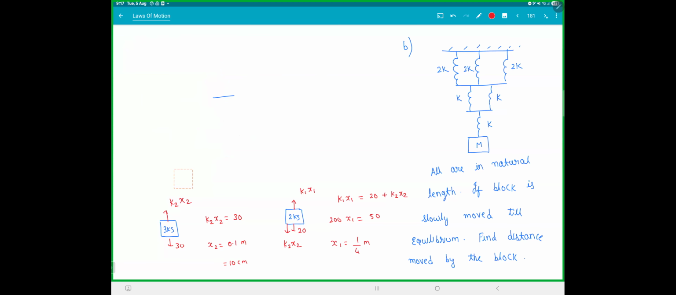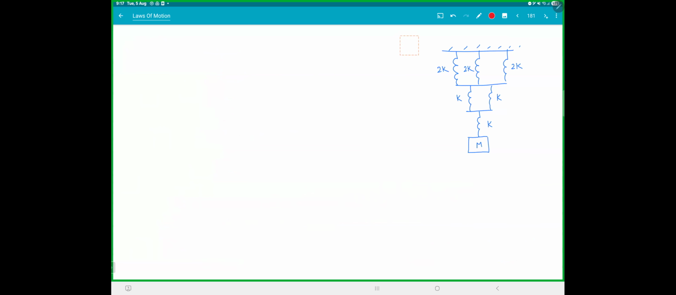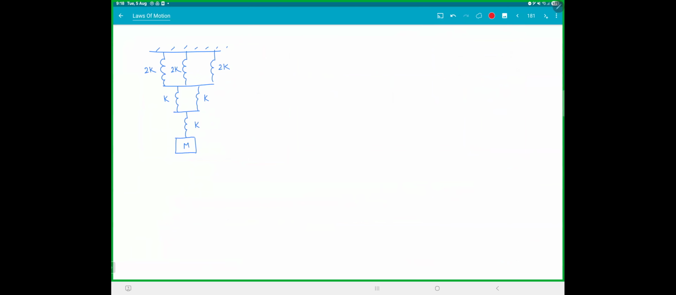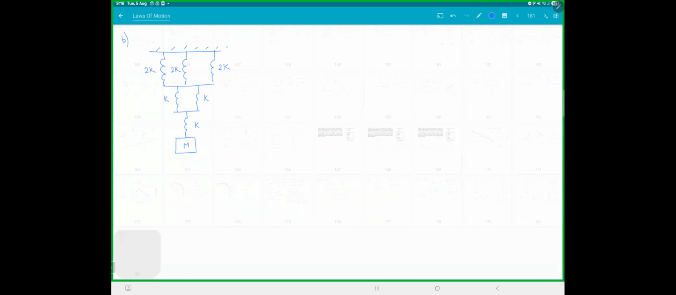I hope the first part was clear. What to do here? You can take the K equivalent. The first 3 springs are in parallel. If they're in parallel, what will you do? K1 plus K2 plus K3. So you can write the upper 3 springs as 2K by 3. Then the middle 2 springs are in parallel, so can be treated as 2K. Then this spring is K.